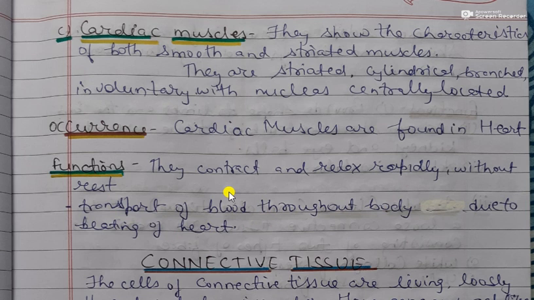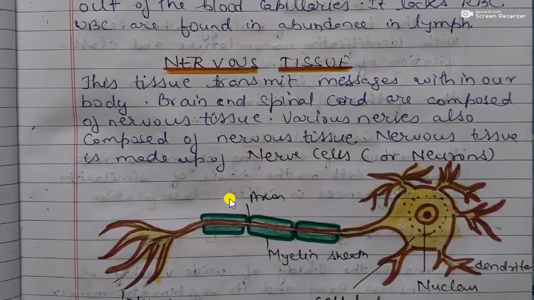Students, the heart is the only organ in our body which continuously keeps on working from the day on which we are born until our death, but without rest. It continuously keeps on working without taking rest because it is made up of cardiac muscle, which can work without taking rest.